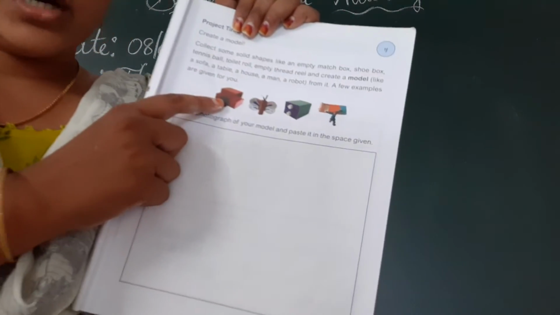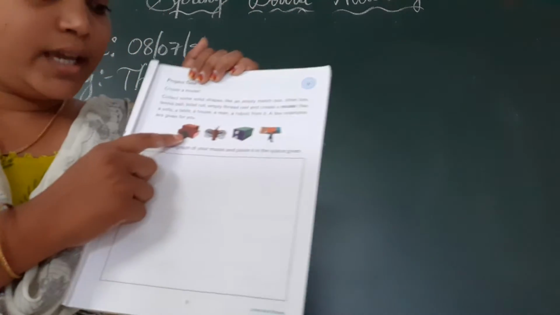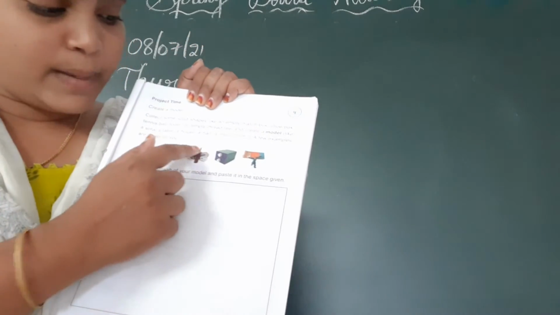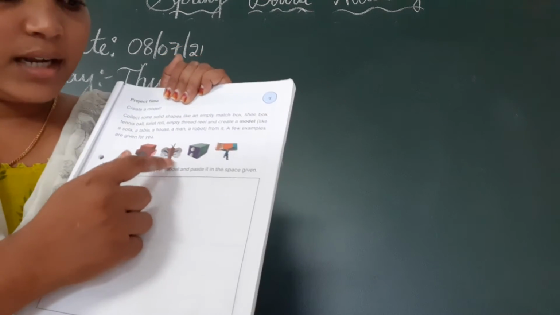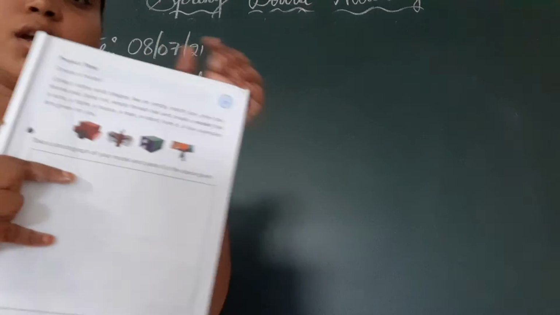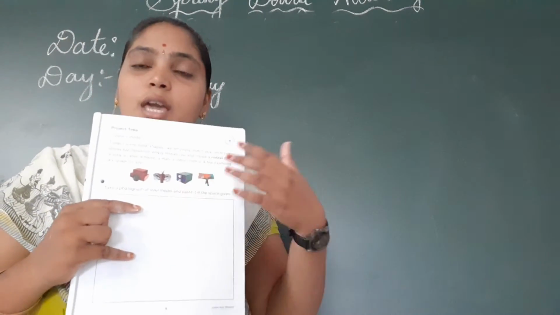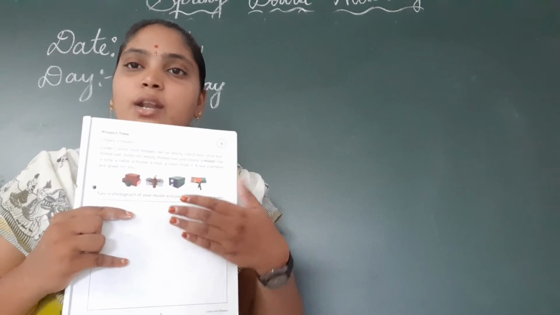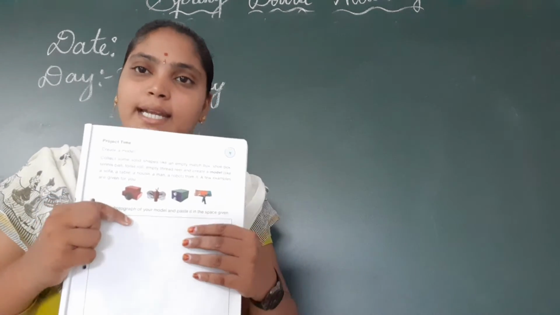Here you have to check, children, what are these? Yes, these are matchboxes. Here they use matchboxes to prepare one part. And this is a butterfly, children. So in the middle one, this is an empty thread reel. And these are also matchboxes and this is a shoebox. So like that you have to take these objects and make any model. So no need to make these models, children. It is your wish, you can make any model.